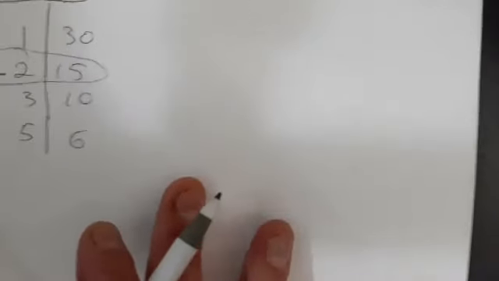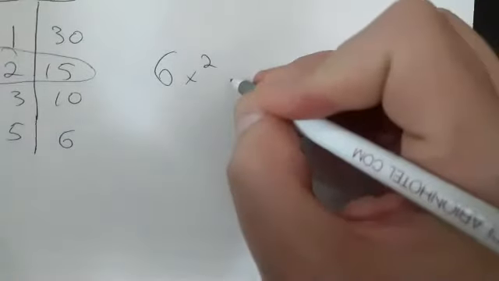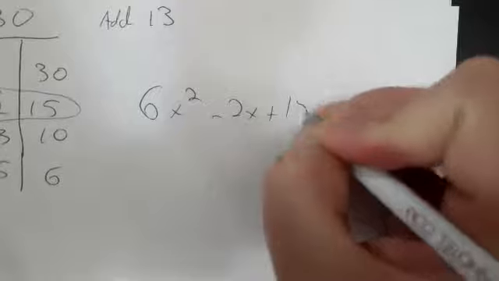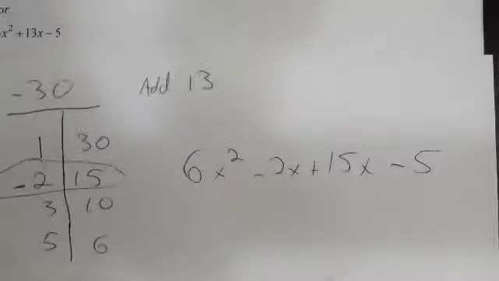So we're doing x squared. We're going to break that middle term up into minus 2x plus 15x, and a minus 5.